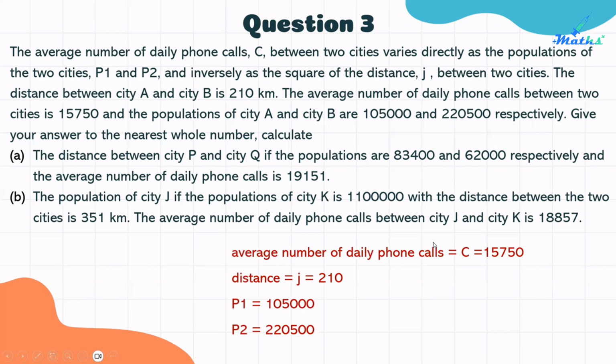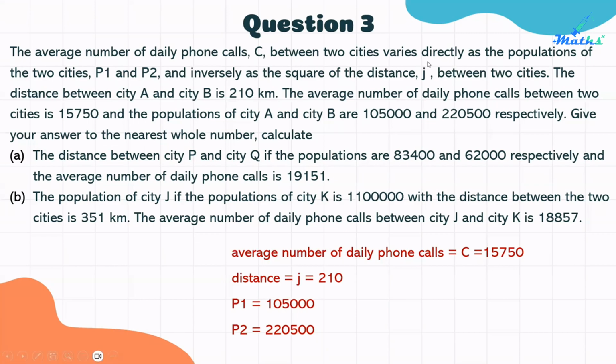Okay, let's see. For now, our average number of daily phone calls is C, and we have 15,750. And our distance J is 210. And our P1 is 105,000 and P2 is 220,500. Okay, let's see our question A. We need to find the K first and solve question A.